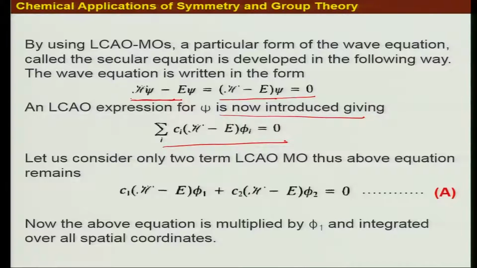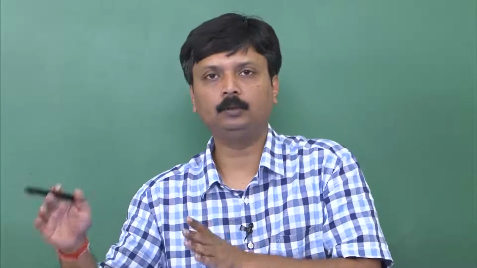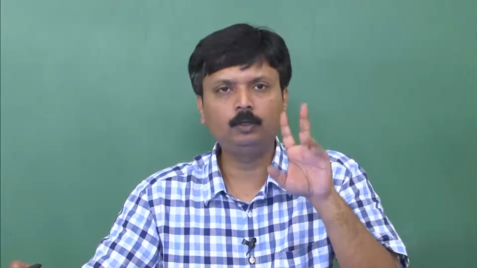Okay, so now if I consider only a two-term LCAO MO in the above equation, what I get is this, because I am considering i to be 1 and 2. So I have only two terms. I could consider n terms. For that I will have C1 (H minus E) phi 1 plus C2 (H minus E) phi 2, then C3 and so on. But I take the simplest example where only two terms will exist.